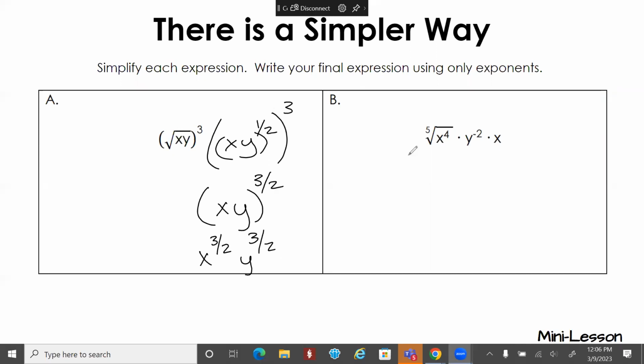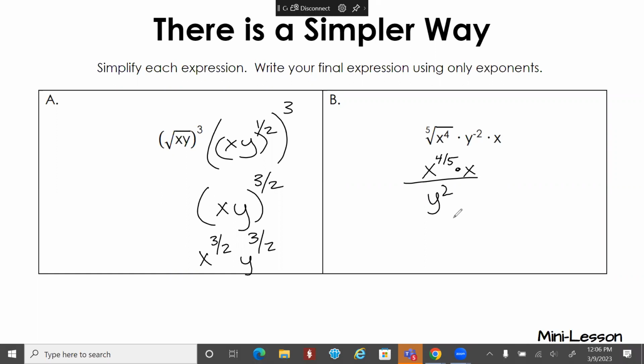I'll give you a minute. On the next one, we've got, wait for it. Okay, we've got the 5th root of x to the 4th. Go ahead. So that's going to give you x to the 4/5. And since we have that negative exponent, we're going to put that guy on the bottom. Okay, we got an x just chilling out here, so we're just going to write him next to it.